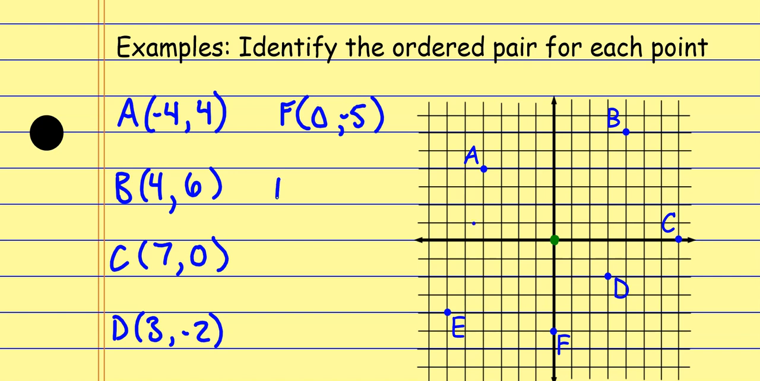And then the E value, or point E rather, it looks like I have to go to the left, and it's 1, 2, 3, 4, 5, 6 units to the left. So that's a -6. And then it's down 1, 2, 3, 4 units. That's a -4. Okay, that's how we plot these values in this XY coordinate system. It's just two number lines working together.